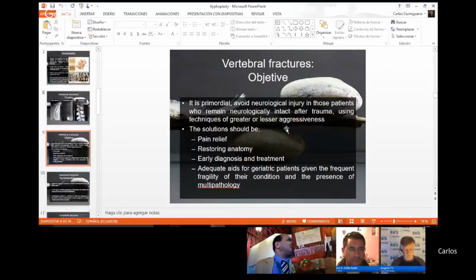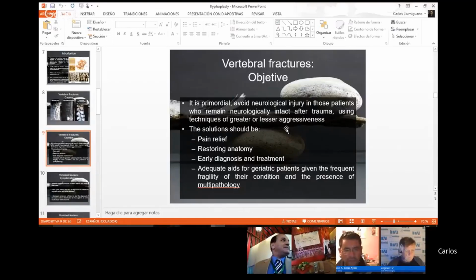What is the objective? It is essential to avoid neurological injury in those patients who remain neurologically intact after trauma, using techniques of low aggressiveness. The solution should be pain relief, restoring anatomy, early diagnosis and treatment, or adequate care for geriatric patients given the frequent fragility of their condition and the presence of multiple pathologies.